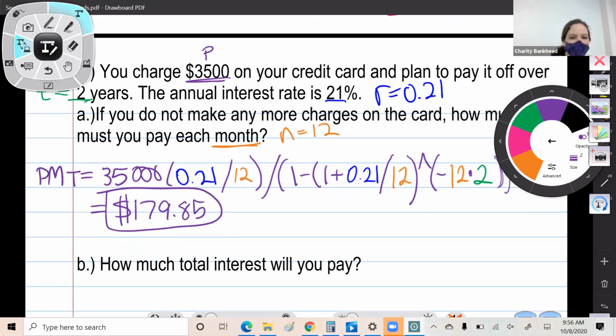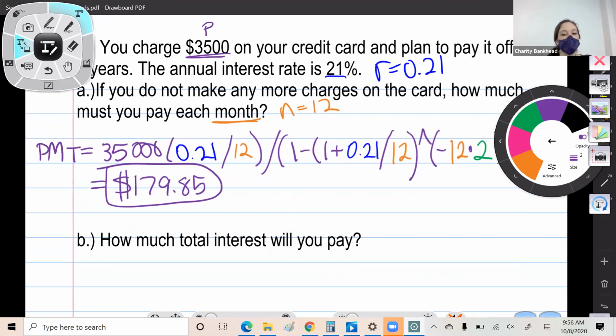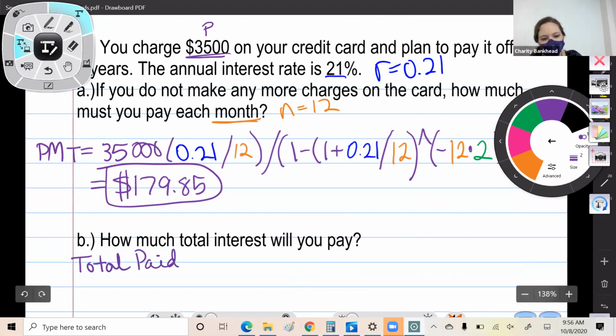Okay, and how much interest will you pay? So figure out the total amount you're actually going to pay minus the original principal. So the total amount you're going to pay is 179.85 every month. So multiply it by 12 for 2 years. So multiply that by 2. And that's the total amount you're going to pay.